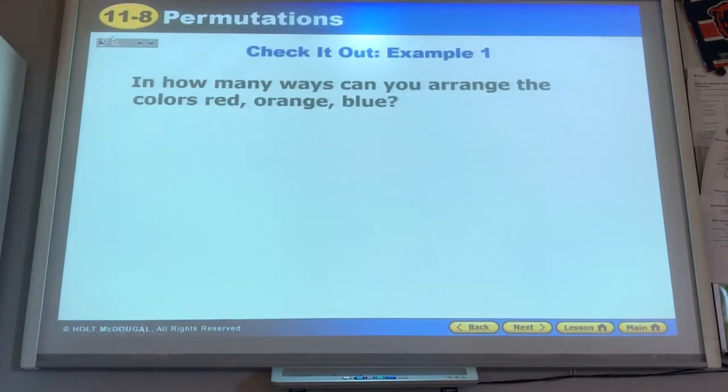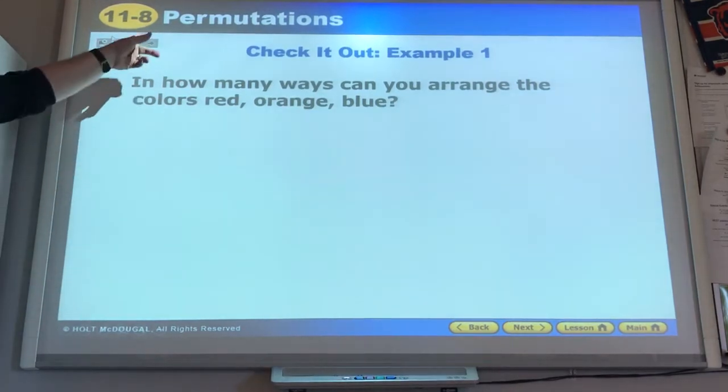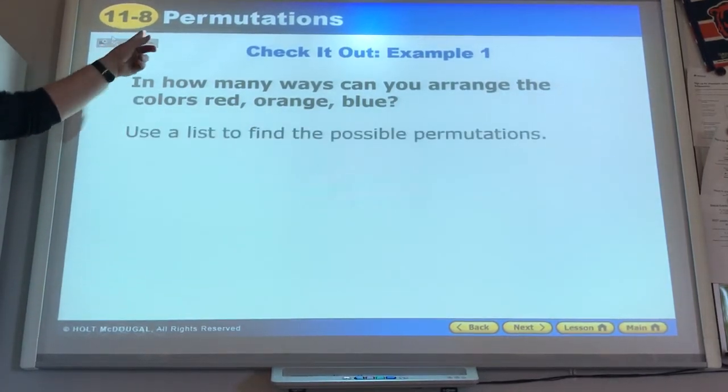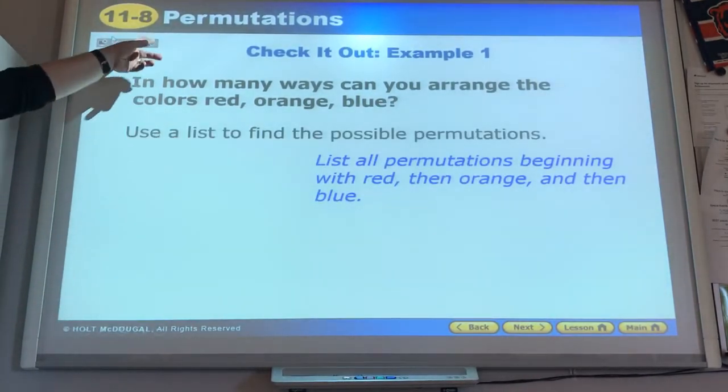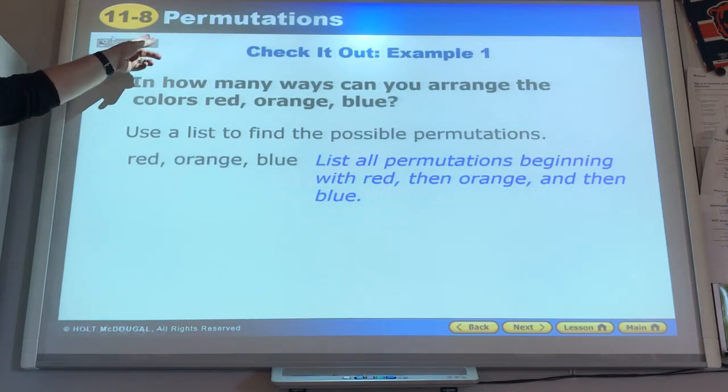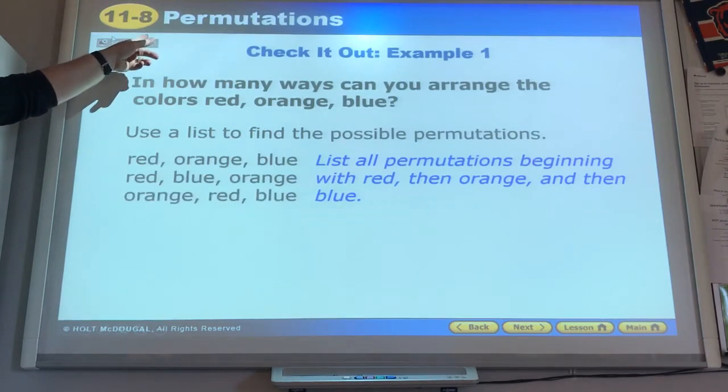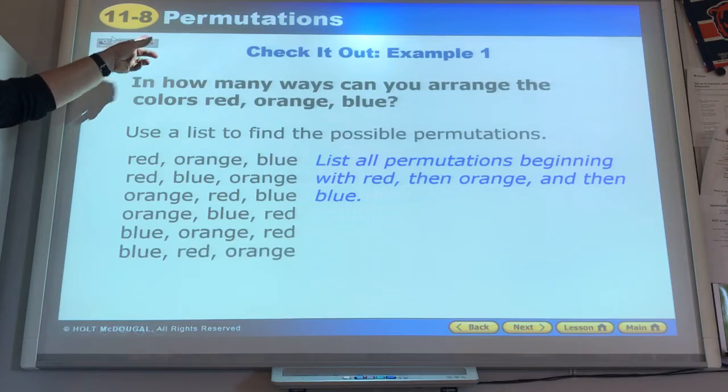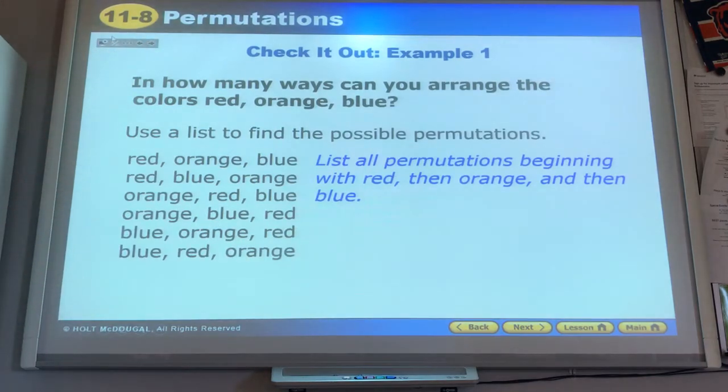In how many ways can you arrange the colors red, orange, and blue? We list the possible ones. Red, orange, blue, blue, orange, red, and we're going to get 6 of them. All right? There are 6 ways to order the colors.